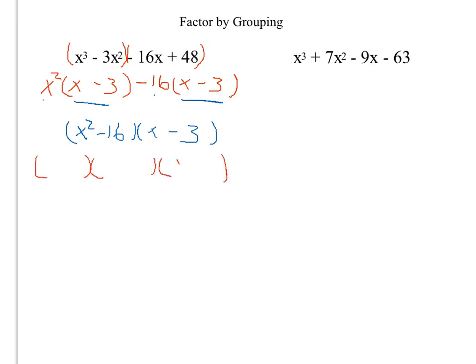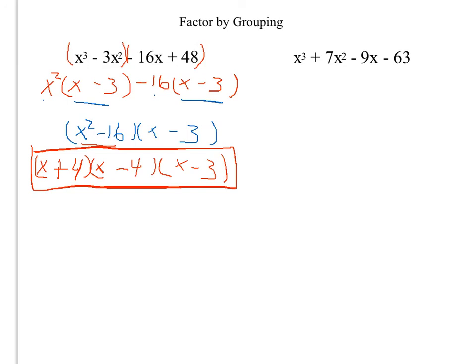So that x minus 3 is still there. Here we have difference of 2 squares, so it's automatic plus minus. The x squared is x and x, and the 16 breaks up into 4 and 4. So now it is factored completely.